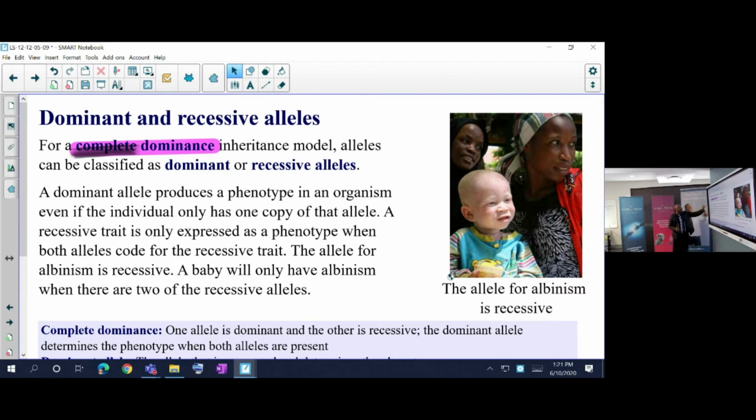A dominant allele produces a phenotype in an organism, even if the individual has one copy of that allele. A recessive trait is only expressed as a phenotype when both alleles are present. Let me underline these terms. They will guide us. They will help us. We would need them. When an organism carries one.